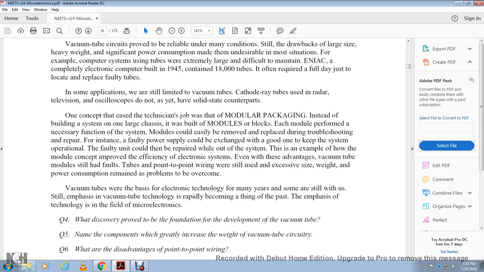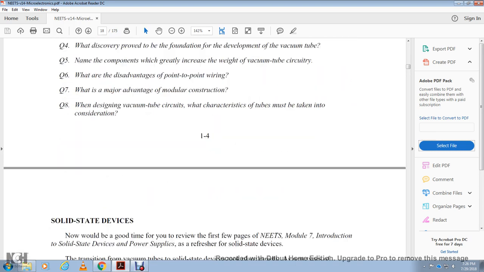Vacuum tubes were the basis for electronic technology for many years, and some are still with us, but the emphasis on vacuum tube technology is rapidly becoming a thing of the past. The emphasis is now on the technology of the field of microelectronics.